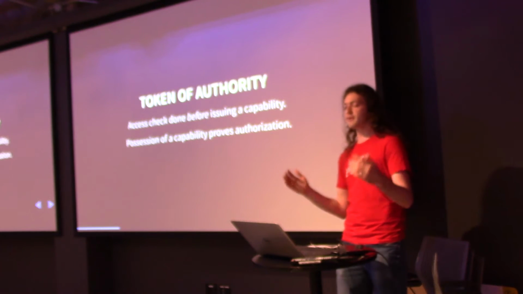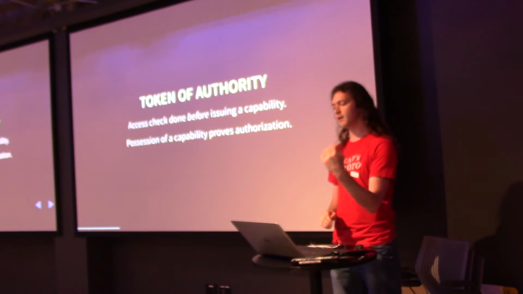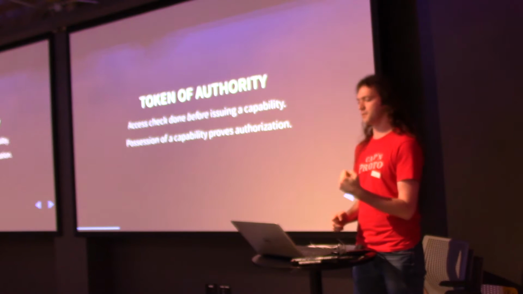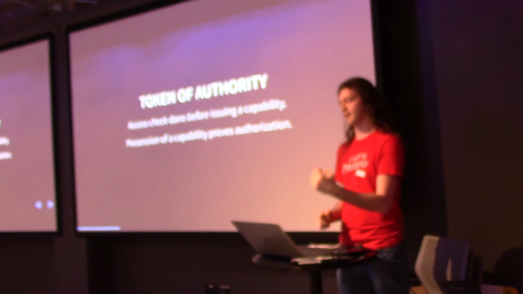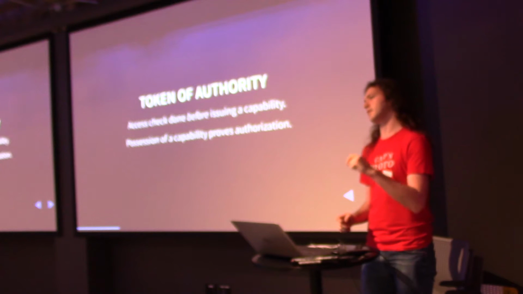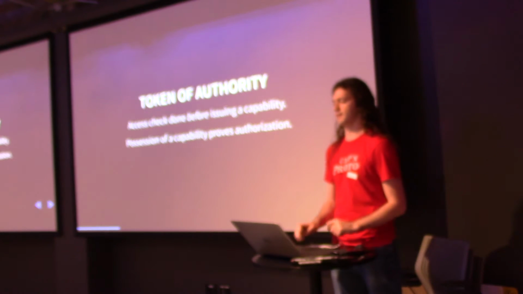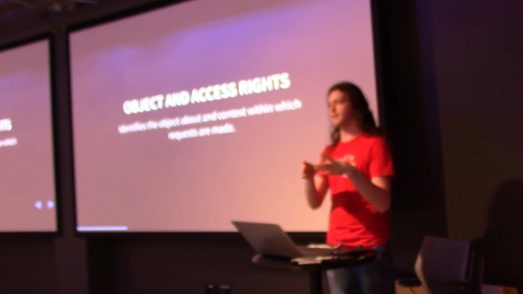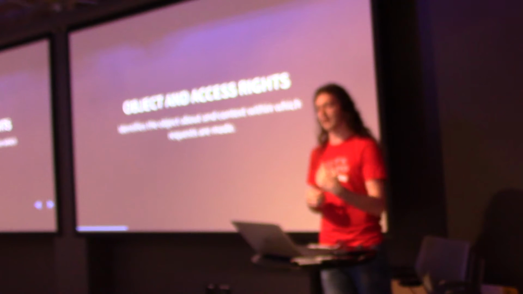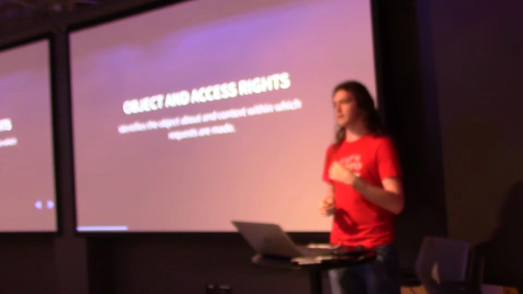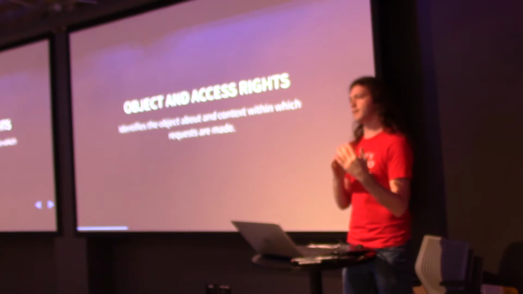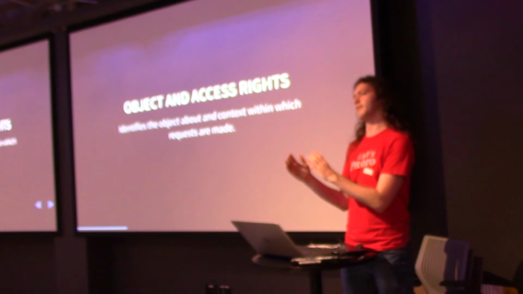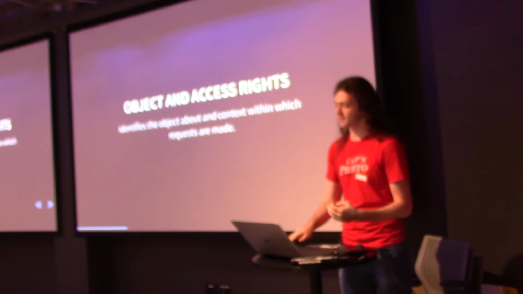A capability is a token of authority. We have already done an access check before we've issued it. Once you have it, you can use it, you are already authorized. Possession of the capability proves that you are already authorized. And a capability refers to some specific object and the access rights that you have on that object. So there is no making requests about objects without context, without some unit of authority that this capability provides.